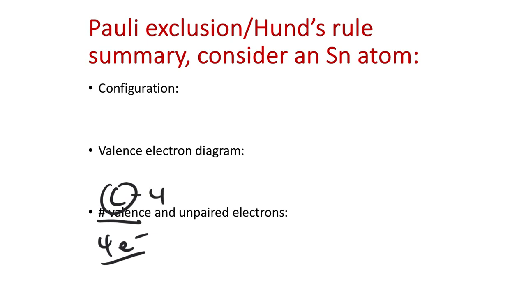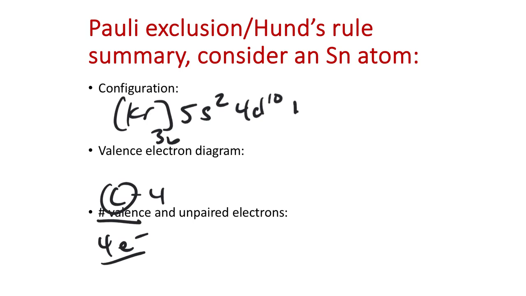Tin's configuration now is just following the krypton configuration, which is 36 electrons. In my head, I said 5, I didn't write it: 5s2. So after krypton comes 5s2, 4d10 all the way across the d block, and then we go back to the 5p for 2 electrons.